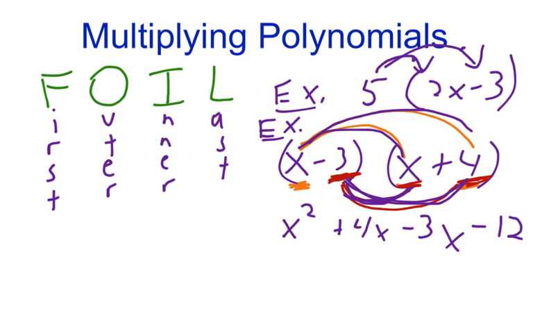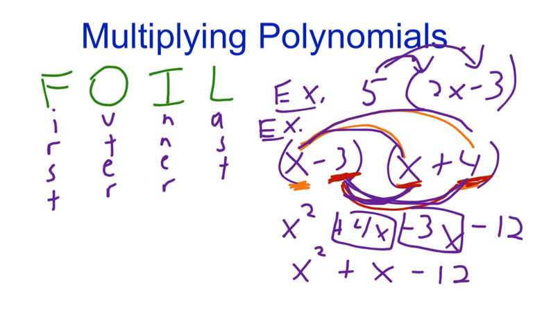And now we just combine our like terms. So the 4x minus the 3x gives us 1x, and I bring everything else down. So x squared plus x minus 12. And that's what FOIL looks like. Now I'm going to do an example that has trinomials, and you can see how it gets a little more confusing with all the arrows on the FOIL method, which is why you might want to try the box method instead. Here we go.